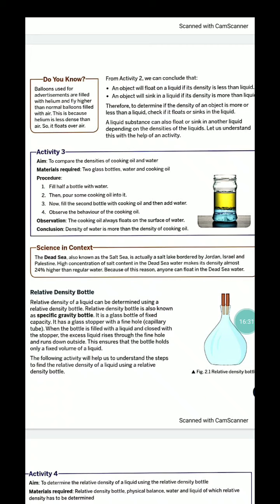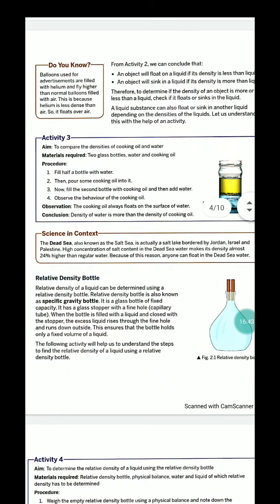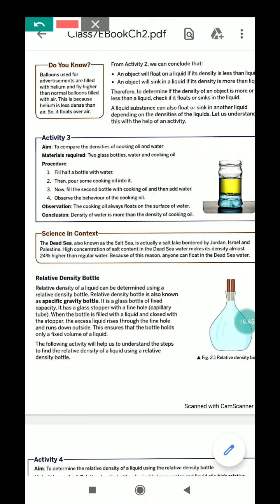So from next day I will give some questions to solve, and after that we will start the relative density bottle and conclude the chapter. Next day you will do the exercises. I will give some worksheets to do.